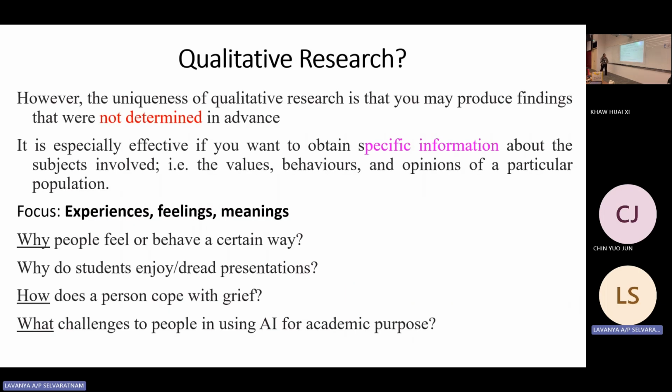Same with research. So it has to be, as you all already know, qualitative research is unique. You want to produce findings where you want to know the answer to the question, and you don't already know the answer to it. So you do not predict. Rule number 1, if you have forgotten, you do not predict. It is especially effective if you want to obtain specific information about values, behavior, opinions, experience, feelings, meanings. You want to know the why question, you want to know the how question. All right.